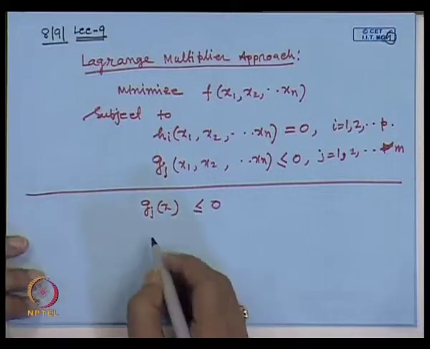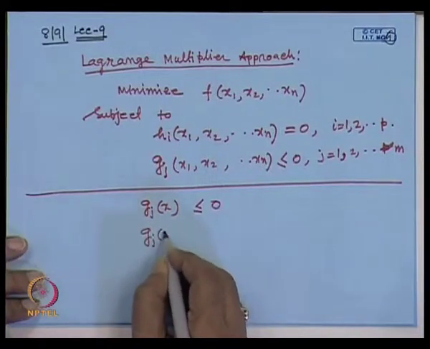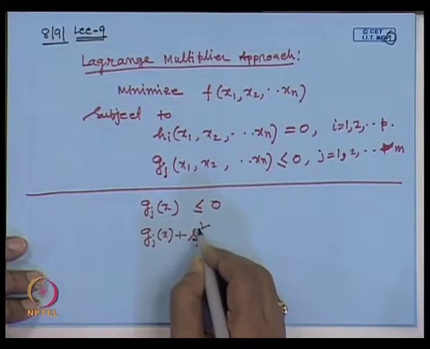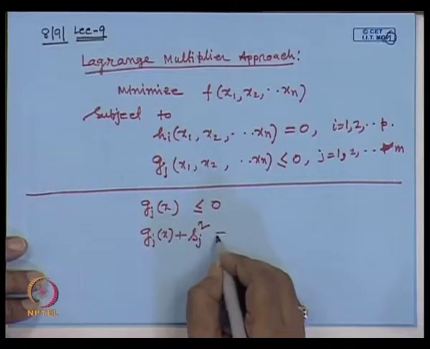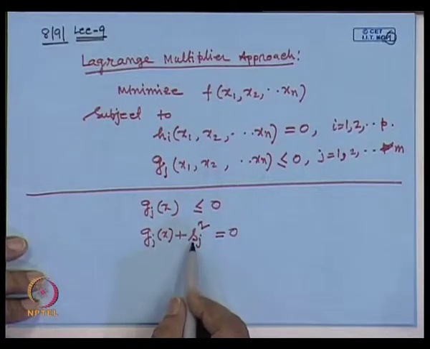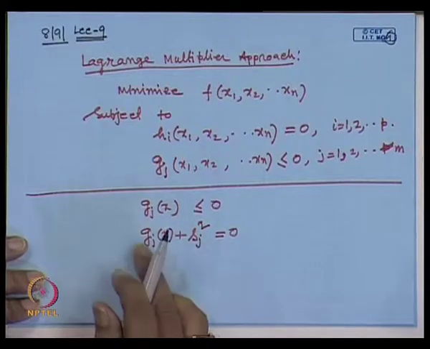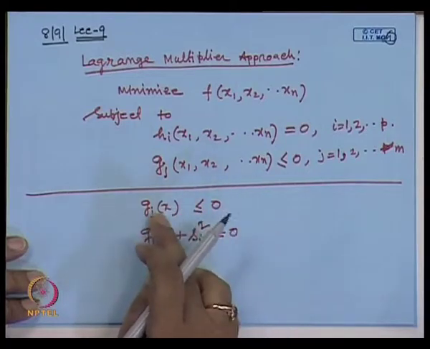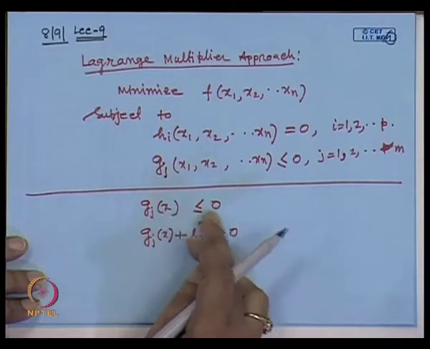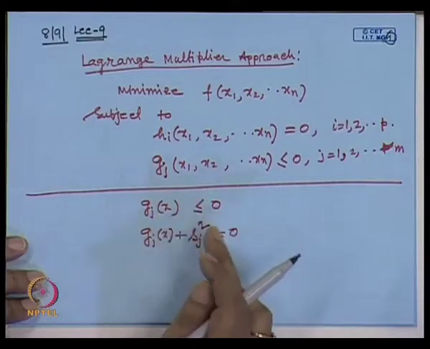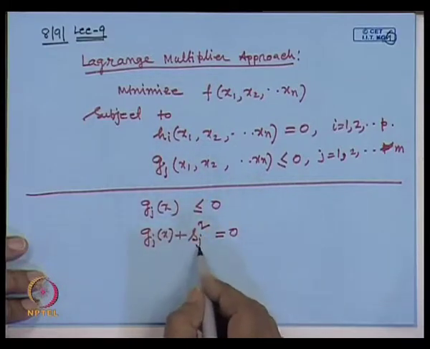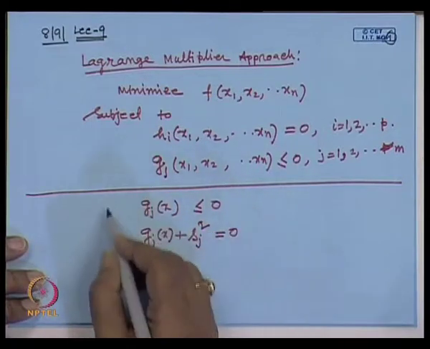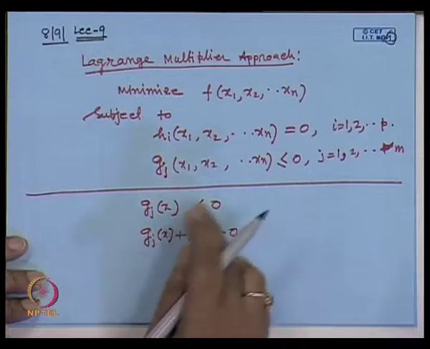So, you can add a positive term x j square to g j of x, and set it equal to 0. When x j is equal to 0, that means it is the equality constraint. g j of x may be equal to 0 or it may be less than 0. When this has some positive value, this indicates g j is less than 0. So, this inequality constraint I can easily convert into an equality constraint.